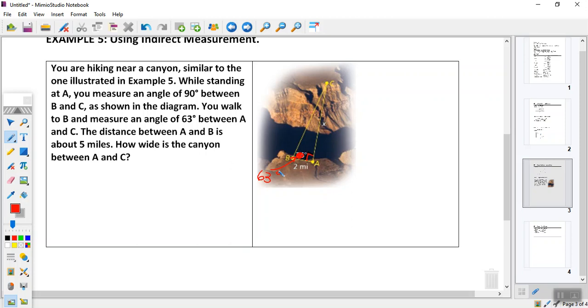And then you put the arc around it. Okay. It says you walk to B and measure an angle of 63 degrees between A and C. It says the distance between A and B is what, kids? 5 miles. Okay, so we need to change 2 miles to what here? 5.